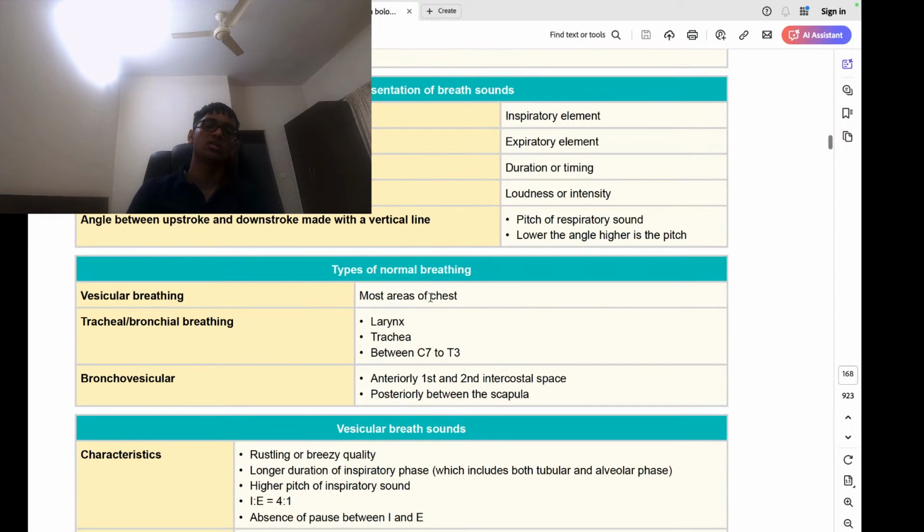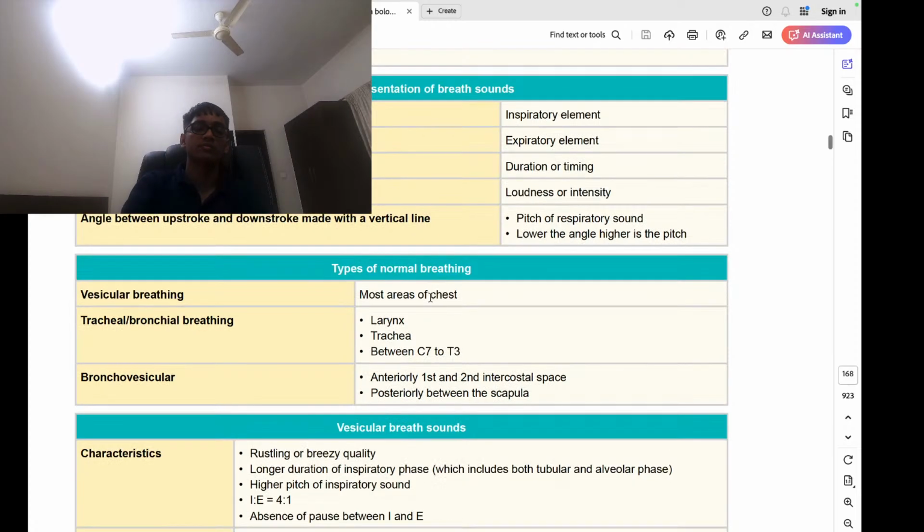Then the different types of normal breathing. You have vesicular breathing in most areas of the chest; tracheal or bronchial breathing in the larynx, trachea, and between C7 to T3. Then bronchovesicular is seen anteriorly in the first and second intercostal space, and posteriorly between the scapulae.